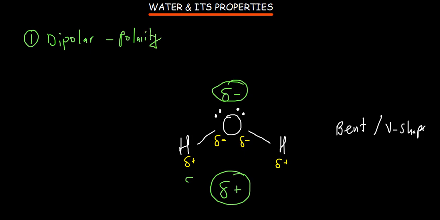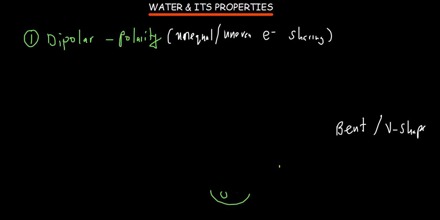So polar, or polarity, is just the unequal sharing of electrons. Unequal. There is no equal sharing. We can say unequal or uneven electron sharing. It means that one of the atoms is pulling electrons to itself more than the other one. So that's why it is the unequal sharing of electrons.